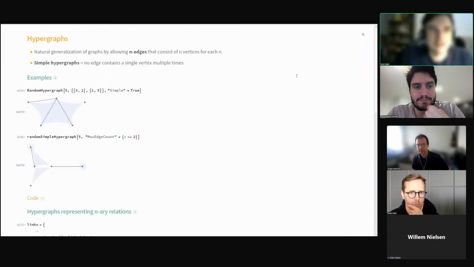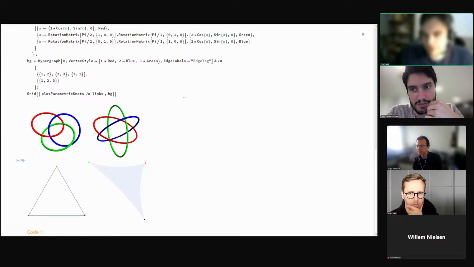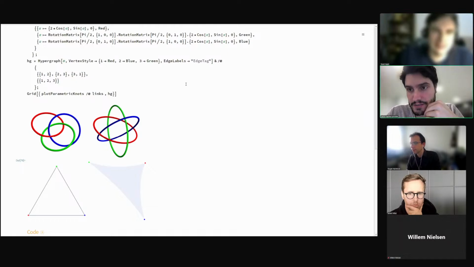Now let me go to the next slide. One quick question, Pavel, just a technical clarification. Moving forward, you're going to focus on simple and directed hypergraphs, is that right? No, I'm going to focus on general hypergraphs. I'm not really considering edge orientations currently. So undirected hypergraphs. Yes.